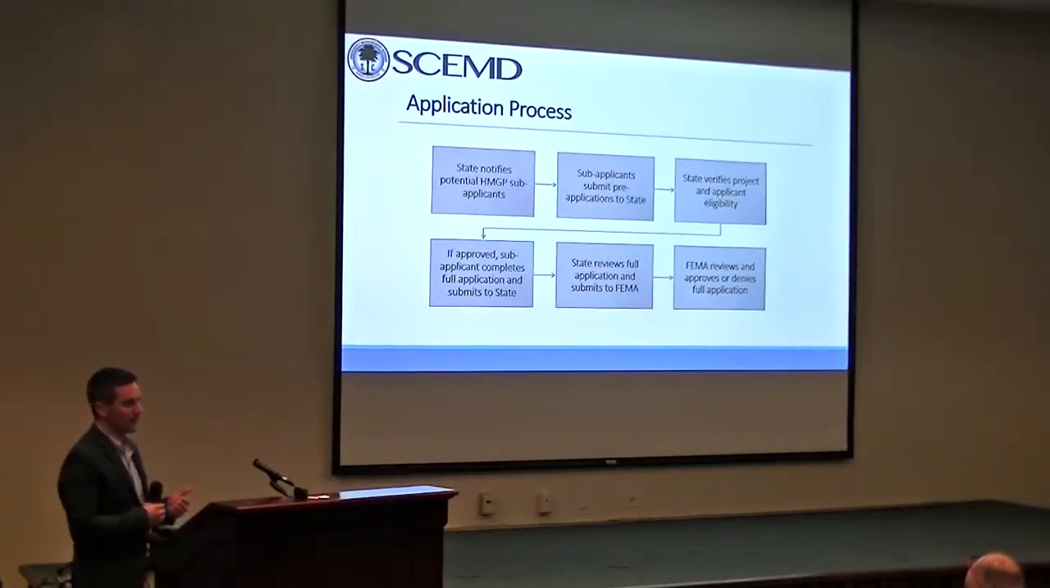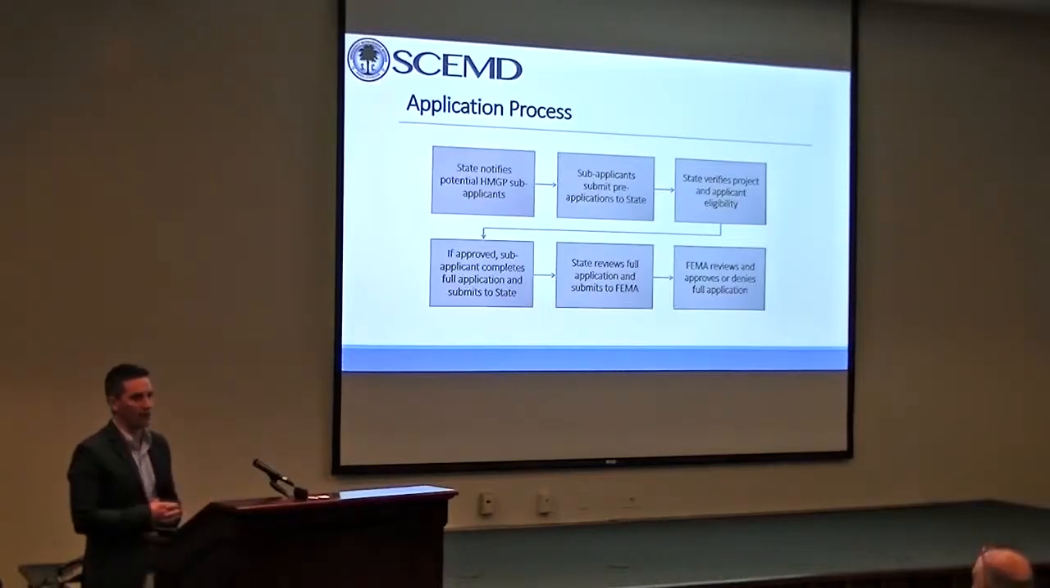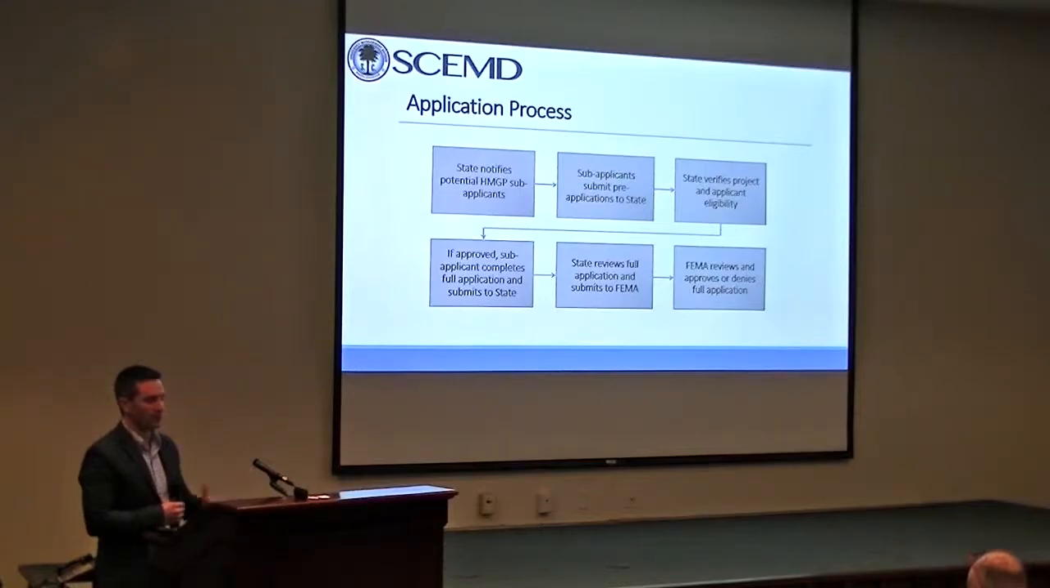Once we get that benefit cost analysis as well as the full application, we'll submit that to FEMA, and then FEMA has the final call. So FEMA runs the grant, but it's managed at the state level. And they'll be the ones to make the final eligibility determination at their level after it goes through a wide range of reviews.